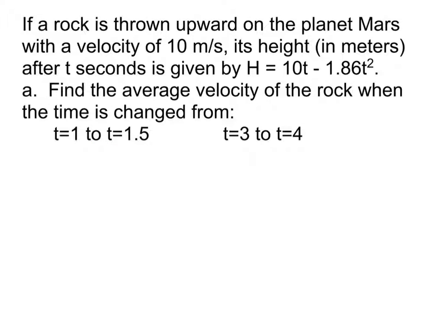Last problem that we're going to be looking at for today, at least this and its follow-up. So in this case, we have a rock that is thrown upward. Notice there's lots of movement of objects in space here. On the planet Mars, because we get bored of using Earth all the time, with a velocity of 10 meters per second. We know its height in meters after t seconds is given by this equation, h equals 10t minus 1.86 t squared. What we're going to do is find the average velocity of this rock at 2 different time intervals. We're going to go from 1 to 1.5, and we're going to go from 3 to 4.